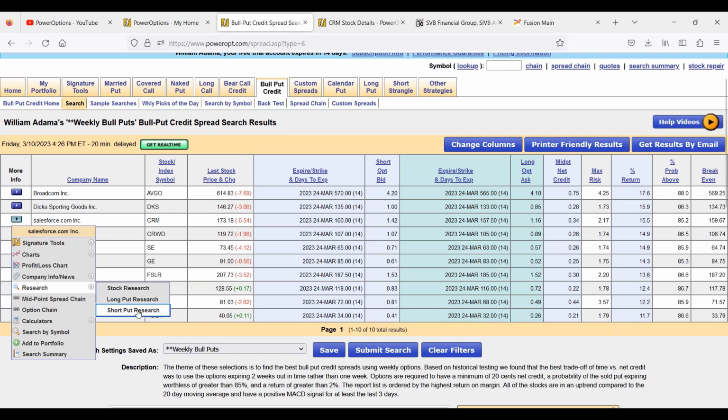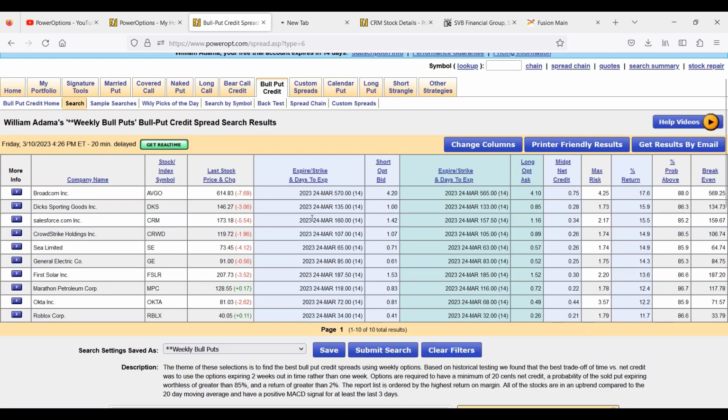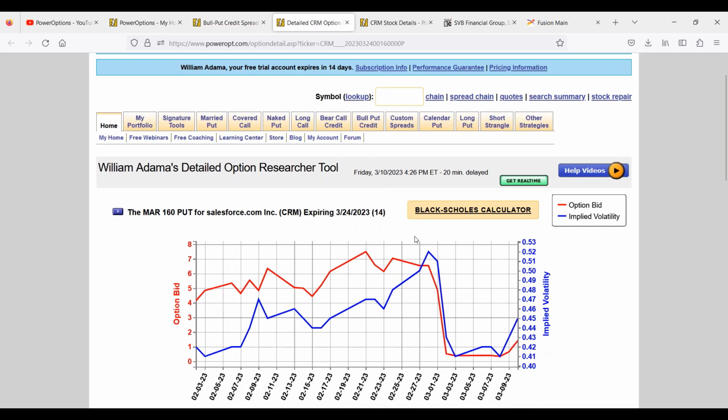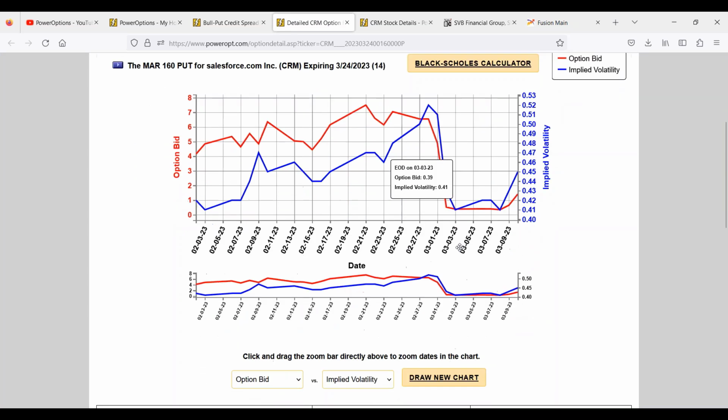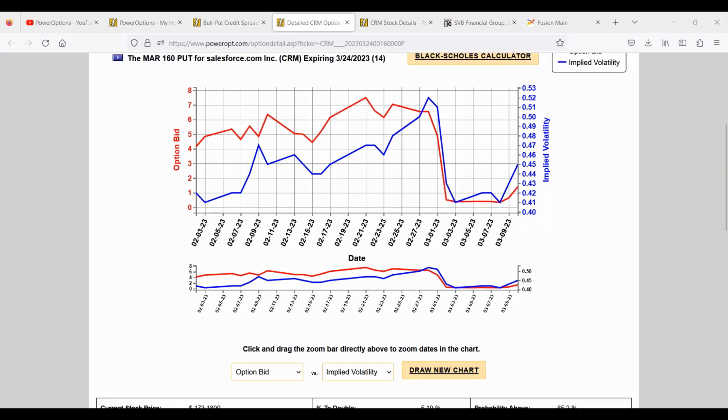Let's take a look at the research, the short put. Oh, this one dipped hard, didn't it? Okay, but that's okay. So we saw that our 50-day volatility on the underlying security itself was around 0.40. The implied volatility of this option, let's just call it around 0.45. Let's get the actual number here.